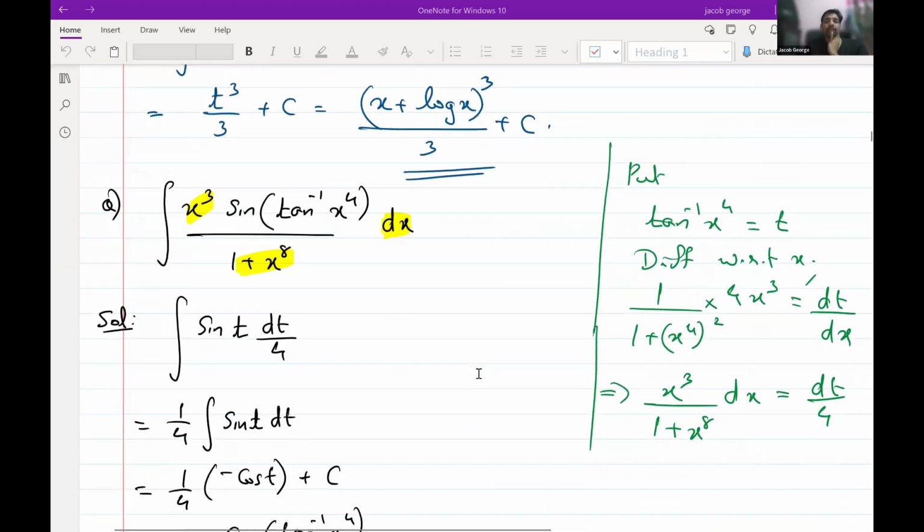Tan inverse x raised to 4 is t. Derivative is 1 by (1 plus x raised to 4) the whole square into the derivative of x raised to 4, that is 4x cube, is dt by dx. The remaining part, that yellow highlighted part, we get directly from that one, right? Yes. Before you asked in what case we substitute. Like this, when we take the derivative, we have to see whether the remaining part is there in that question.